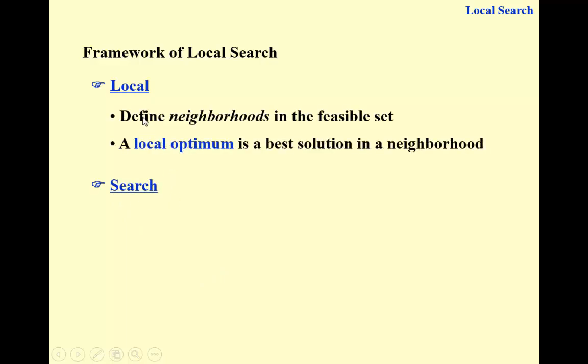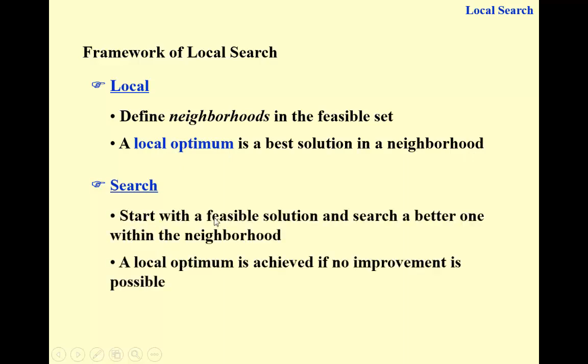There are two keywords in local search. They are local and search. Local means we define neighborhoods in the feasible set. A local optimum is a best solution in the neighborhood. So that's what local means. Okay? To do search, we start with a feasible solution as the initial guess and search a better one within the neighborhood. A local optimum is achieved if no improvement is possible.